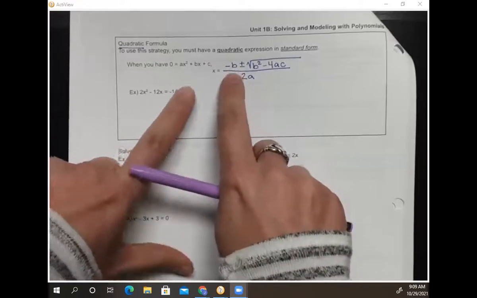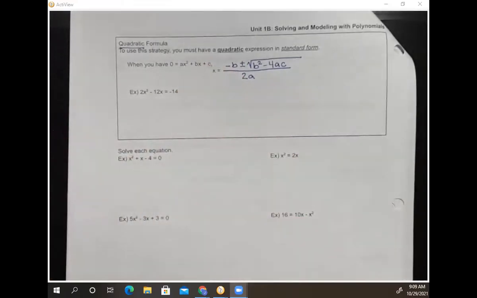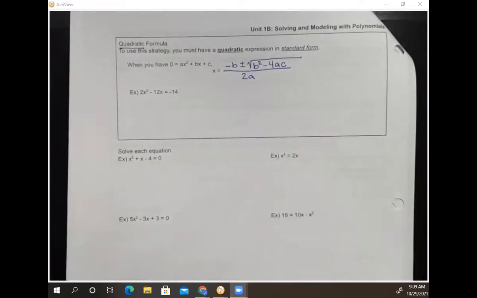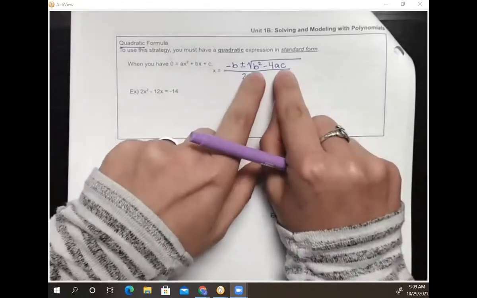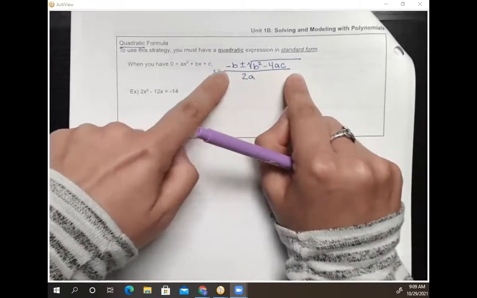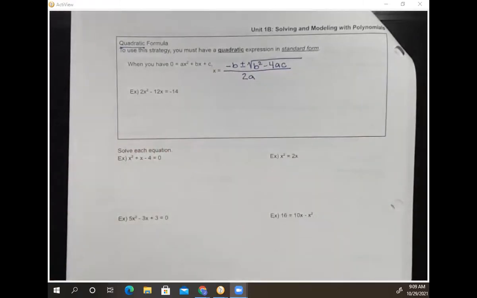Again, whatever our b value is, we'll take the opposite sign. That's what that negative means. It means change the sign on b. Plus or minus in front of our square root, so we'll get 2 solutions, which should make sense for a quadratic. The degree is 2, so we would expect 2 solutions. And then all of this piece here is under our square root, and all of this is divided by 2 times that a value.